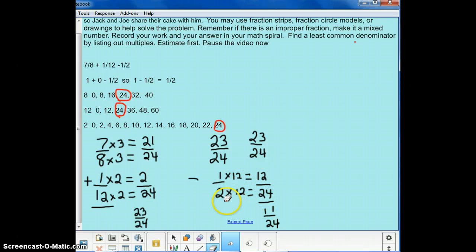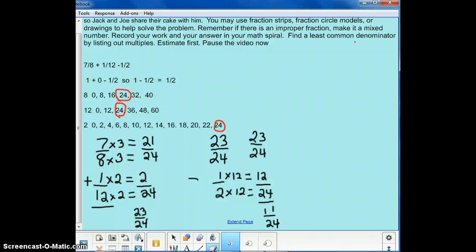But if you need to, okay, 2 times what gives you 24? 12. And I multiply my denominator and numerator by 12. So 23 24ths minus 12 24ths, that's 11 24ths. 12 24ths is a half, so that's very close to a half, which was our estimate.